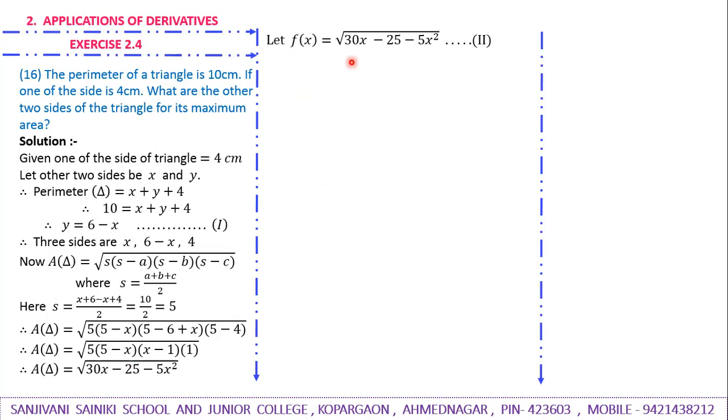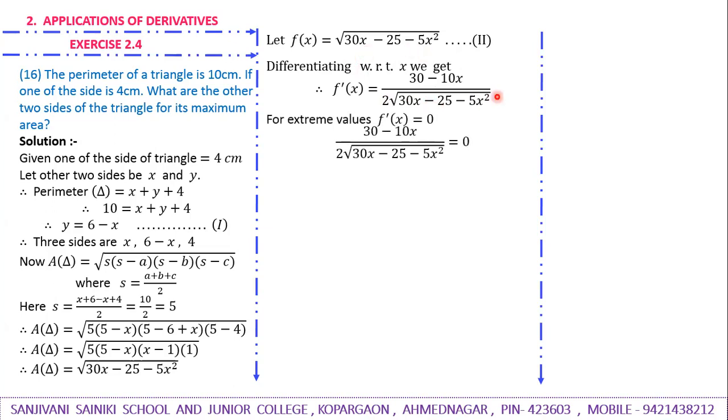So take f of x is equal to root of 30x minus 25 minus 5x square. We will differentiate this function with respect to x. The derivative of root f of x is 1 upon 2 root f of x into f dash of x. Now, for extreme values, the first derivative must be equal to 0. So equate it to 0, you get 30 minus 10x is 0. That means x is equal to 3.